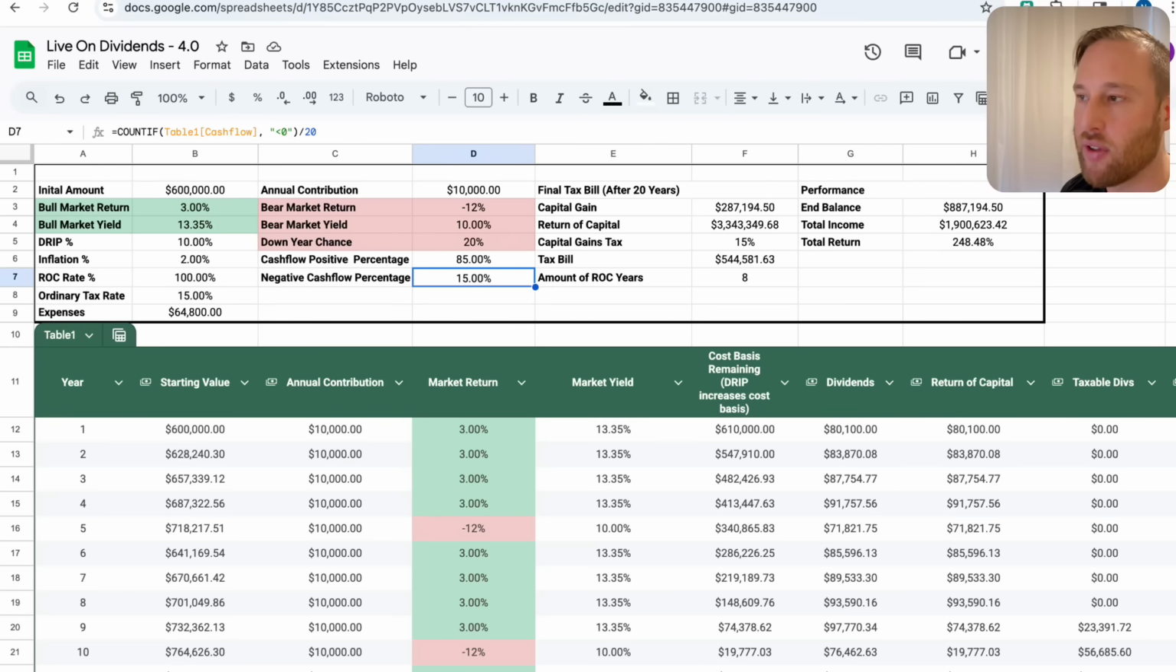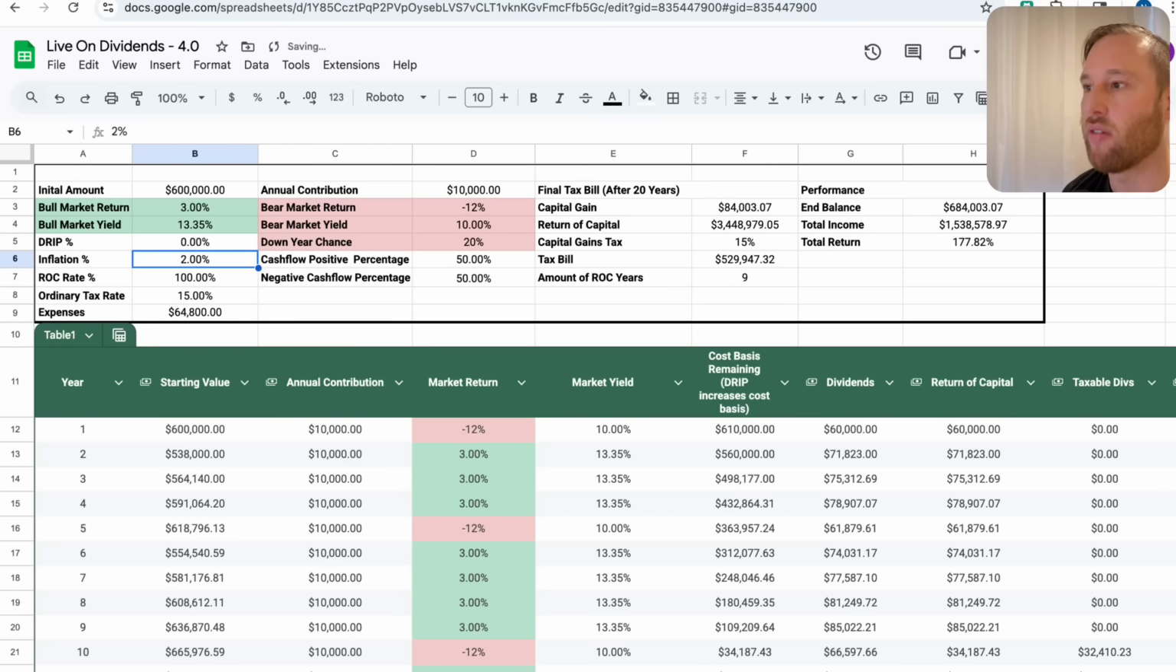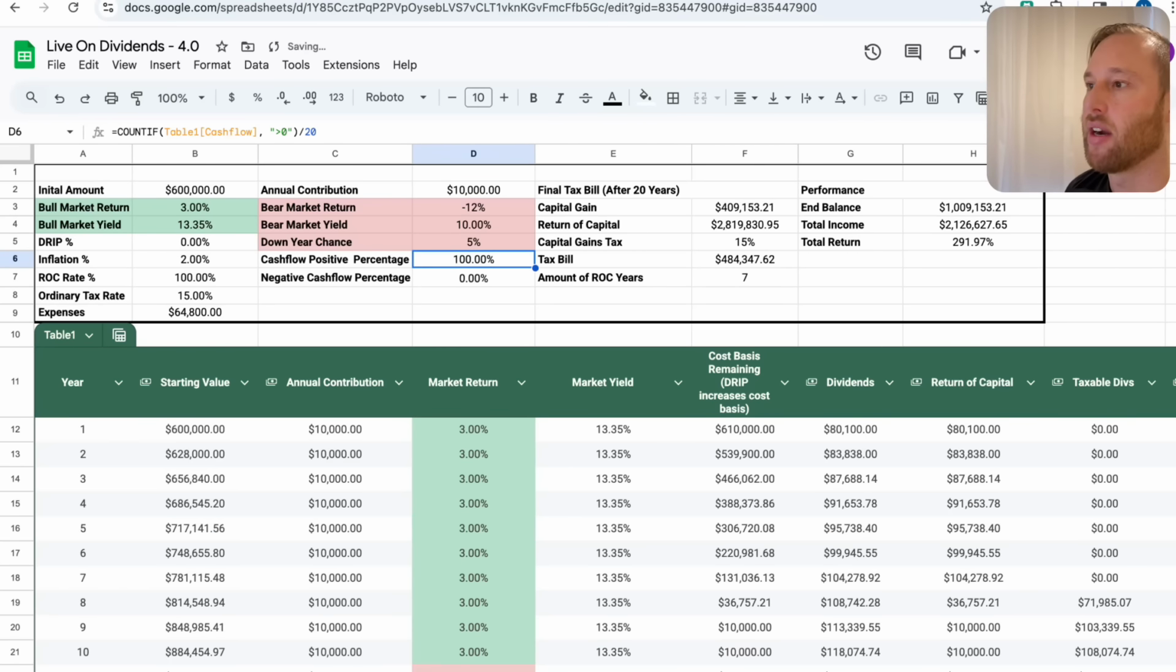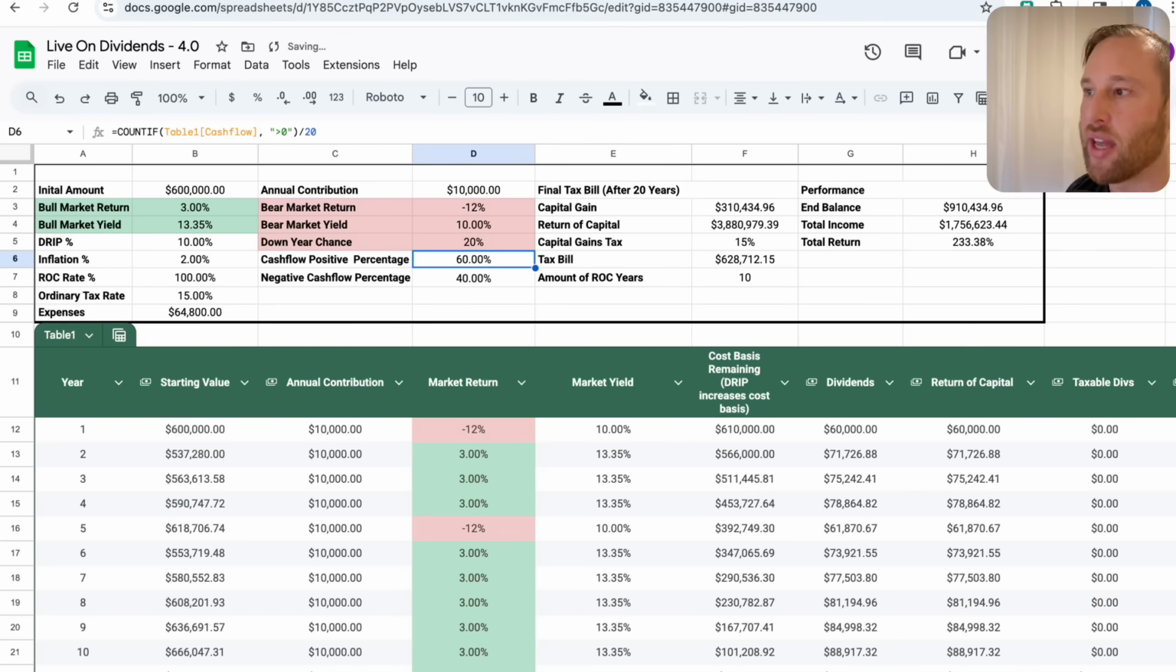And we can account for that 15% of the time throughout the 20-year period. Maybe in those years, we can find other cash flow and other resources in other ways. Maybe it's picking up a job, or maybe it's strategizing accordingly to get us to 100% cash flow positive. To do that, maybe we take off DRIP. All right, this is a randomized thing. Maybe we assume that we have a lower down year chance, right? So we've got to account for all things.